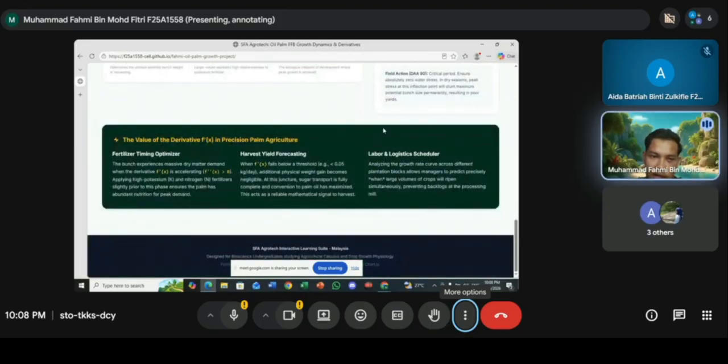The value of the derivative F'(x) in precision agriculture has three applications. The first one is fertilizer timing optimization, then harvest yield forecasting, and labor and logistics scheduling.